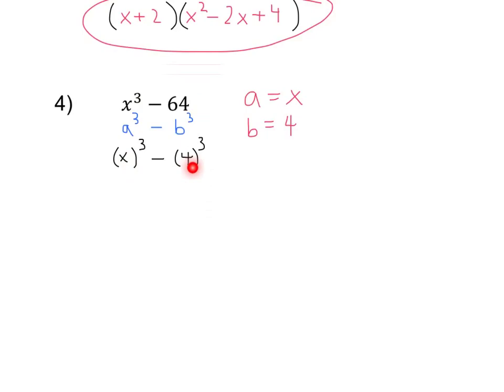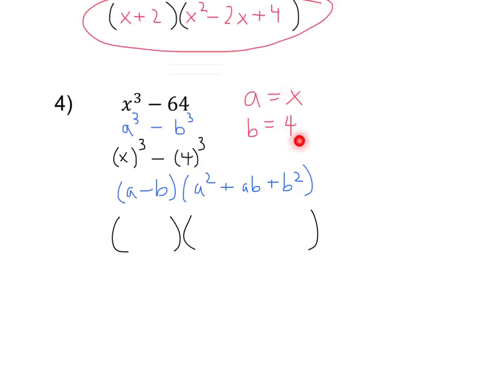And now we're just going to follow our formula. Right? Our formula was that a cubed minus b cubed could be factored like this. The quantity a minus b times a squared plus ab plus b squared. Right? So now we just need to follow our formula. All right, we know our a is x and our b is 4. So a minus b would just be x minus 4.